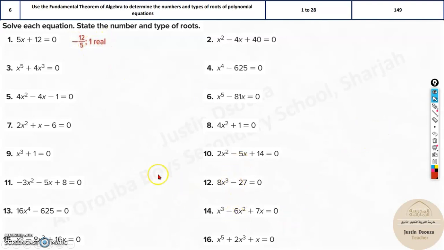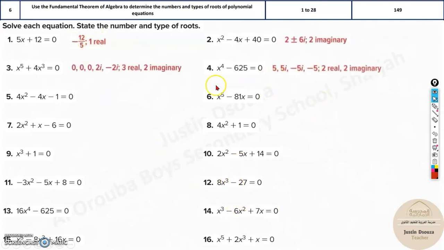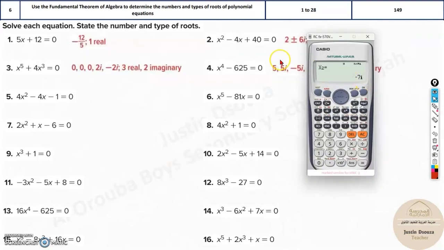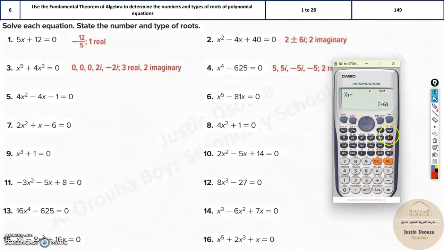Now we will just go through a few of them. If it is x to the power 2, it's straight in the calculator. Let me just recall. Mod phi 3. How do we solve? 1, minus 4, and 40. Very straightforward. Over here we have got 2 plus 6i, 2 minus 6i. These are the 2 imaginary roots. Now similarly you can do all the 2. I will do 3 as well, to the power 3, and then I'll come to this 4 and 5.